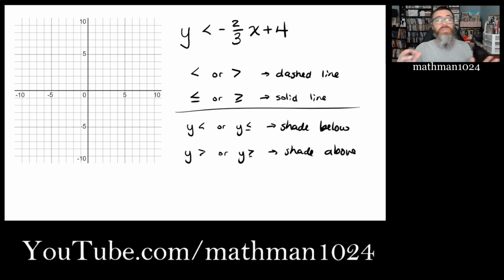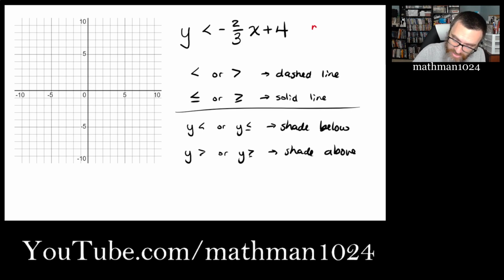Now, if you can't solve for y, because there will be some inequalities we come across where you just can't get y by itself, then what you'll need to do is pick a test point, typically something like the origin, to see if it lies within the solution set or not. Because typically you're going to have one side or the other of your graph. All right, so let's look at what we have here right now.